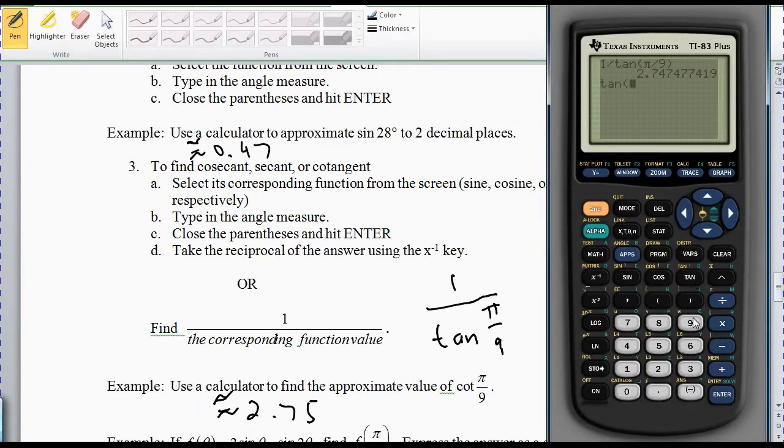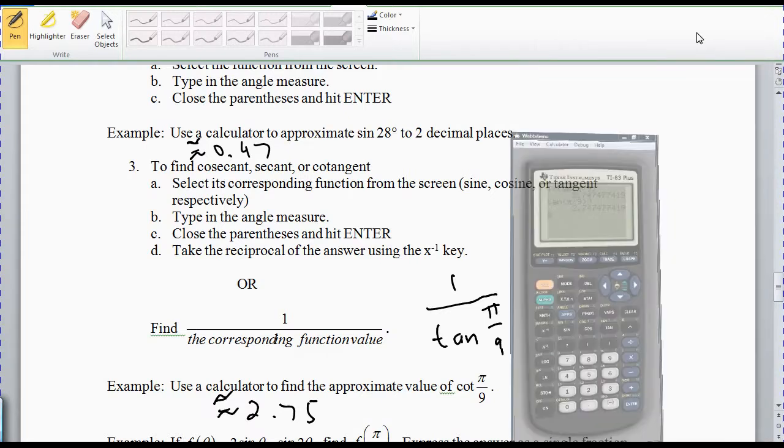Now there's another way. This is what I was thinking before. If you type in tangent of pi ninths, pi divided by 9, over here it's x to the negative 1. That's the inverse key. Cotangent is the inverse of tangent. So if I hit that inverse key, then enter, it also gives us the correct value. So either way.